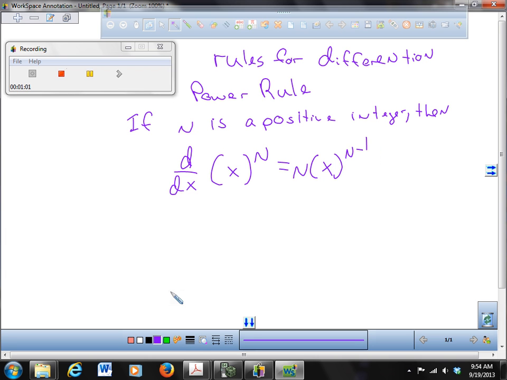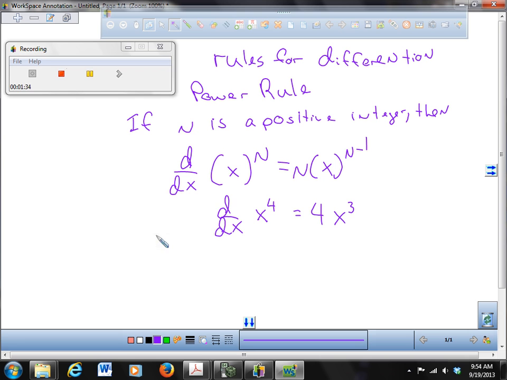So, in other words, for the derivative, where you're raising a variable to a power, all you have to do is take that power and move it in front, and then lower the exponent by 1 degree. So, for instance, d dx, which means take the derivative of x to the 4th power, what would that be equal to? 4x cubed.